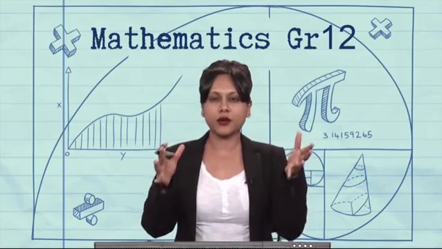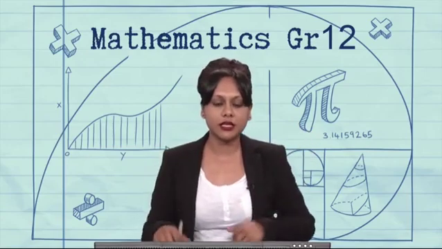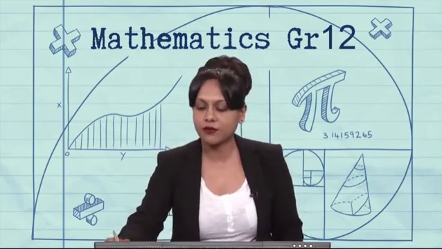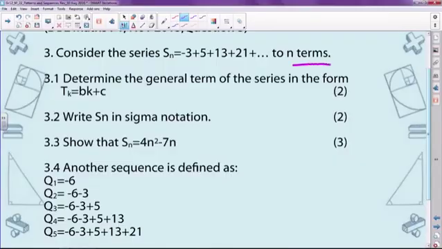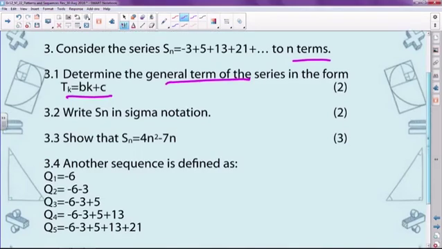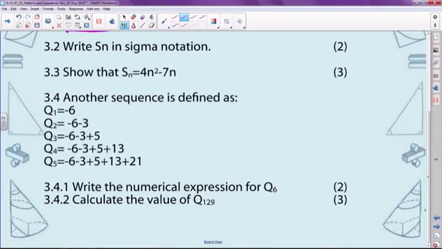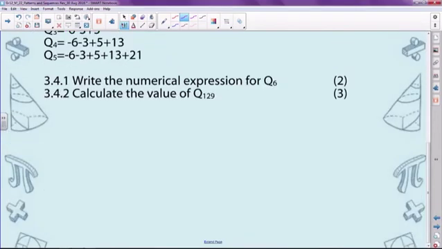Okay, everyone, it's our last question for today. Let's get straight into it. We've got the series given by the terms minus 3 plus 5 plus 13, etc. This goes on to n terms. They asked us to work out the general term of the series in that form. So the first thing we need to do is work through it as if it were just a normal arithmetic sequence and see where we get. Don't let the K's and the B's and all of that scare you.